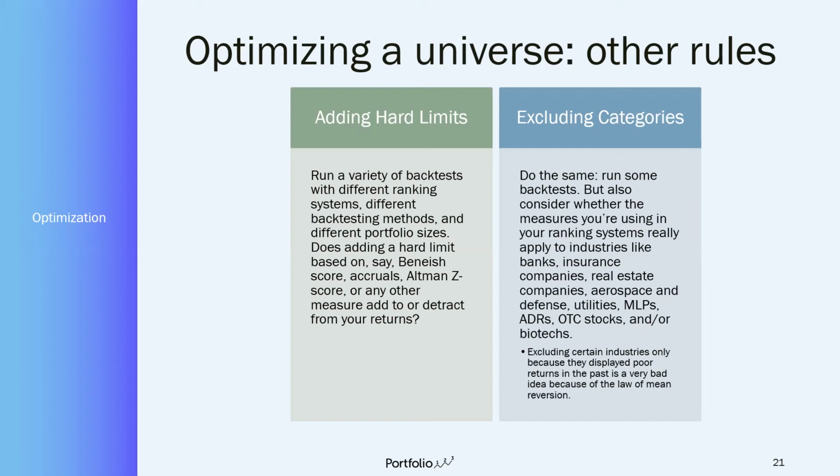But also you should consider whether the measures you're using in your ranking systems really apply to the industries that you're including in your universe. So do banks, insurance companies, real estate companies, aerospace and defense companies, utilities, MLPs, ADRs, OTC stocks, biotechs, do your factors actually apply to all of those stocks very well? And if you think that they don't, then you can exclude them. Now, make sure to keep in mind that excluding certain industries only because they displayed poor returns in the past is a very, very bad idea because of the law of mean reversion.